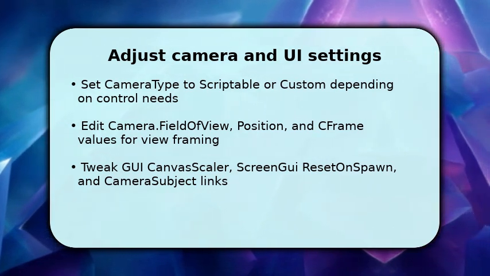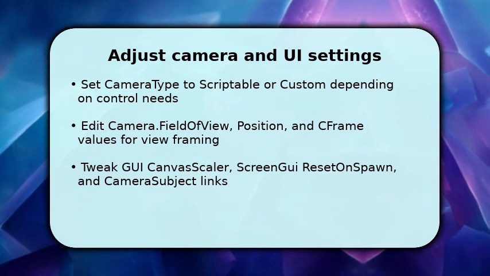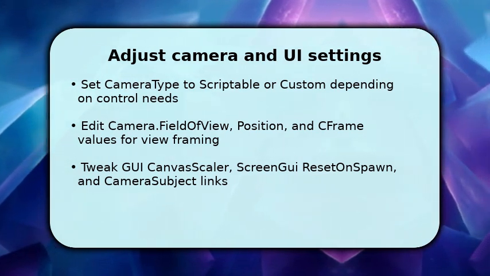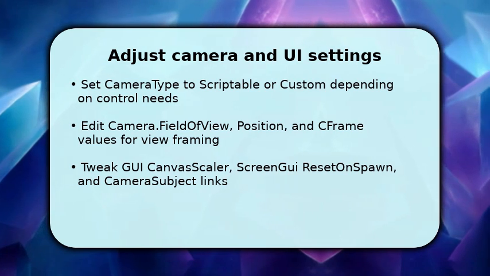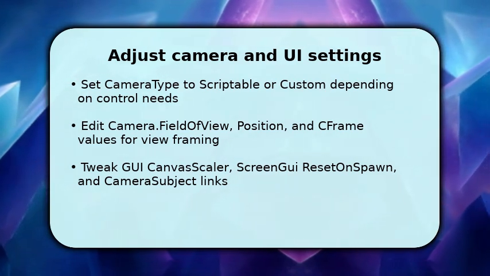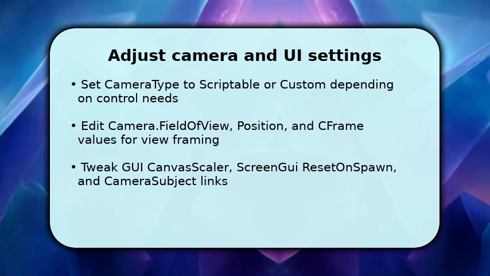For UI misalignment, open ScreenGui properties, use CanvasScaler settings, and verify ResetOnSpawn. Make sure CameraSubject points to the correct Humanoid or part, so the view follows the intended object.